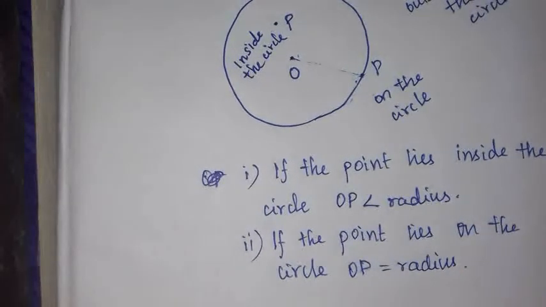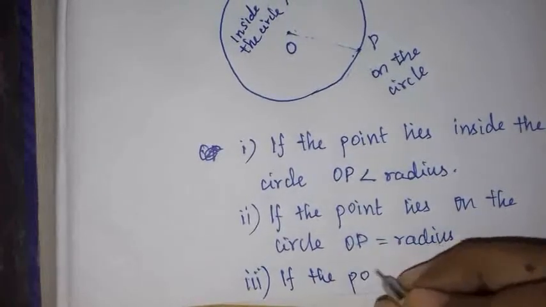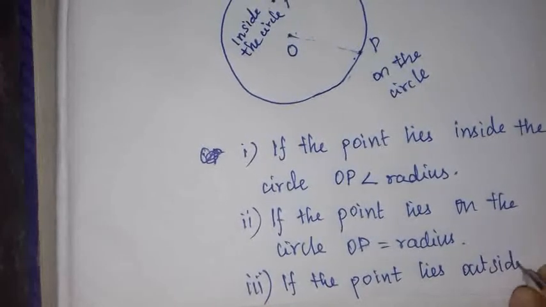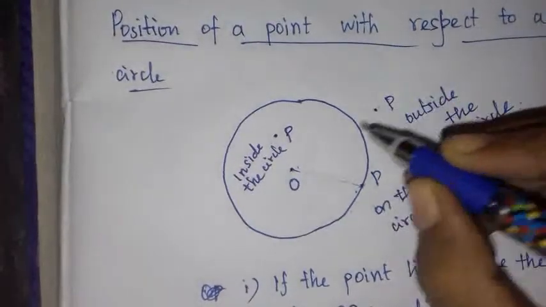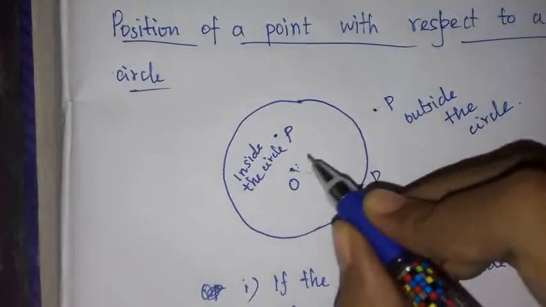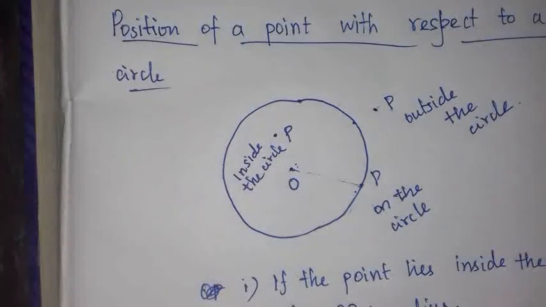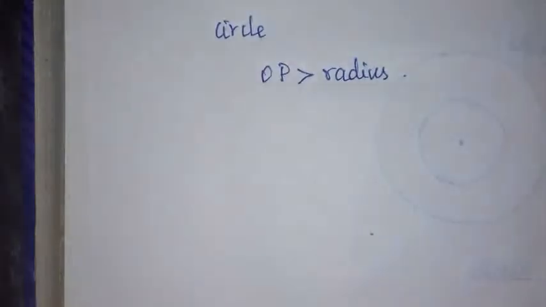Now the third one: if the point lies outside the circle. How do I say it is outside the circle? This point is lying outside the circle. This is the radius, and this point lies beyond that, greater than it. So what will we write? OP is greater than the radius.